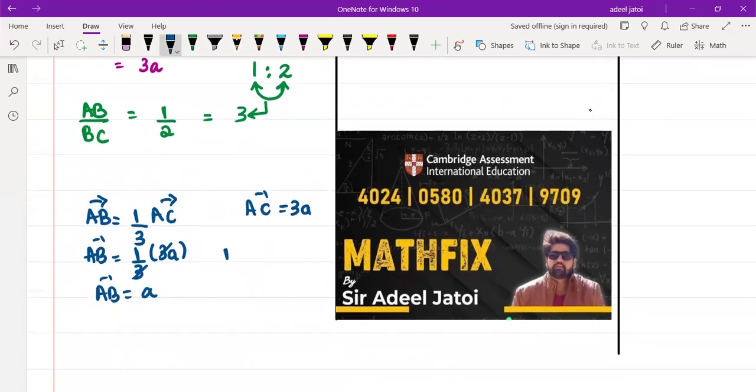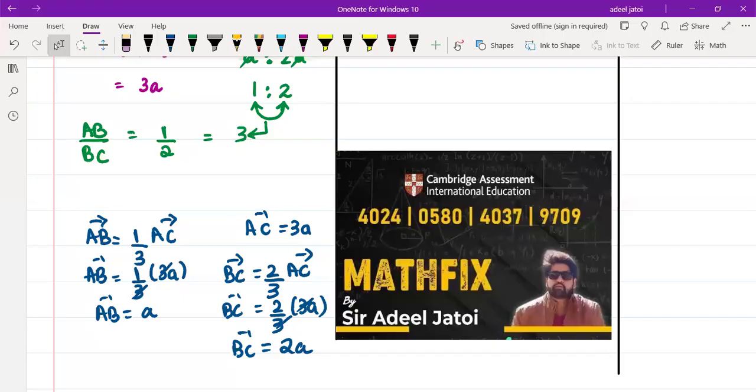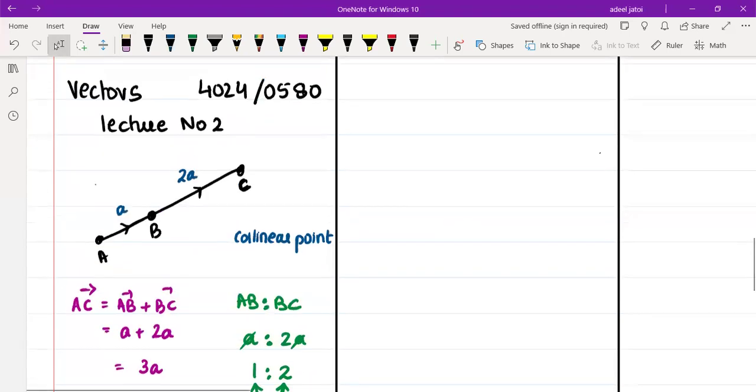Similarly, we knew that BC was 2 upon 3 AC, because the total ratio is 1 is to 2, which means 1 out of 3 and 2 out of 3. So knowing the fact that your AC is 3A, so 3 cancels, that means you are left with 2A. So it is very important to understand the ratio method, because if the ratio method is not clear, then automatically you will not be able to solve the vector lines.